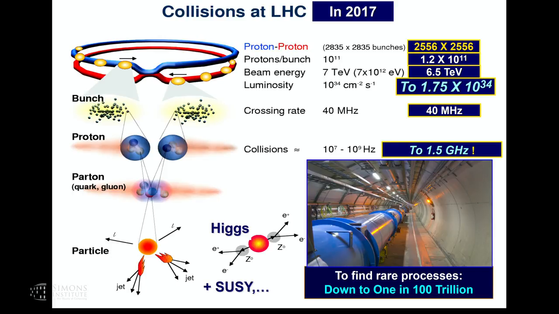As I said, what you really are colliding are quarks and gluons, and then you see these final state particles. The most common thing you see are lots of particles, jets of particles, and then there are more rare things. I'll say more about that later, but way down in this sequence, rather rare events, you can produce Higgs bosons. And for the rare decays of the Higgs boson, sometimes we're looking at one event in 10 to the 14.